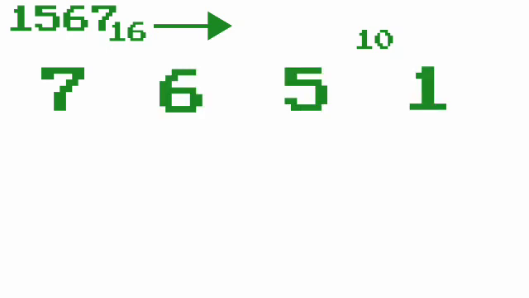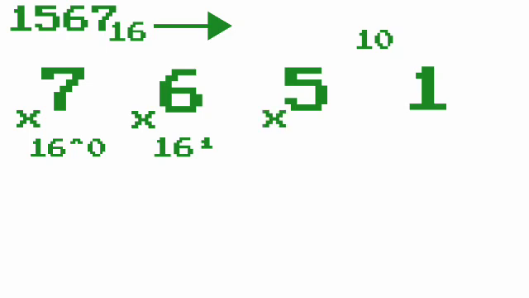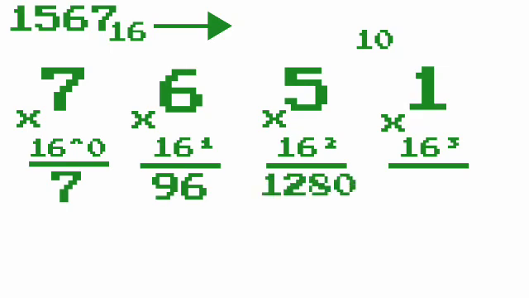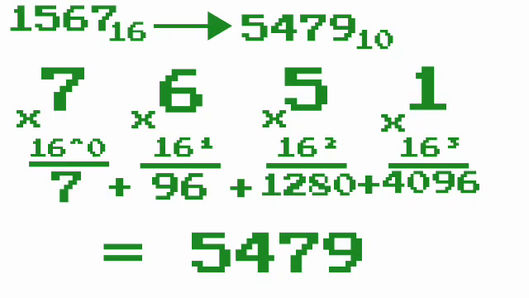Hexadecimal 1567 to decimal. List down the given starting from the last symbol. So 7, 6, 5, and 1. Multiply 7 to 16 to the 0 power. Multiply 6 to 16 to the first power. Multiply 5 to 16 to the second power. Multiply 1 to 16 to the third power. 7 times 16 to the 0 power is 7. 6 times 16 to the first power is 96. 5 times 16 to the second power is 1280. 1 times 16 to the third power is 4096. Get the sum, so it's 5479.